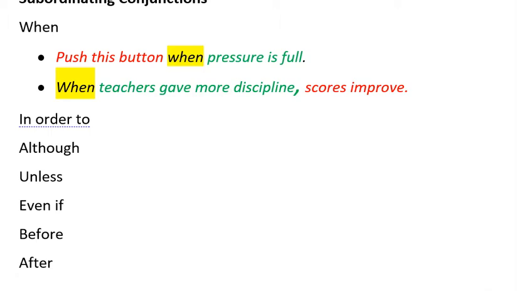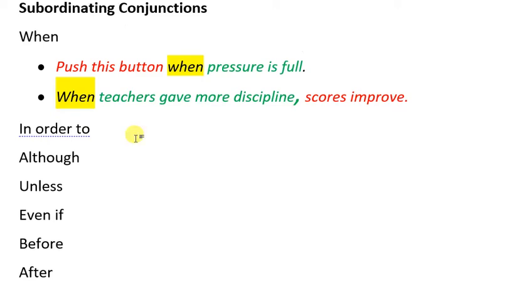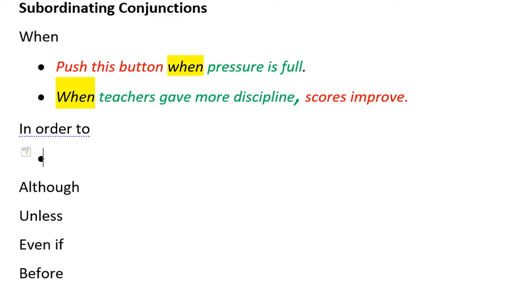Okay, so all these conjunctions have the same comma rule. Yes, any question regarding this? So the next conjunction is in order to. This is also a subordinating conjunction. So look at the example. I just took this example from the essays.